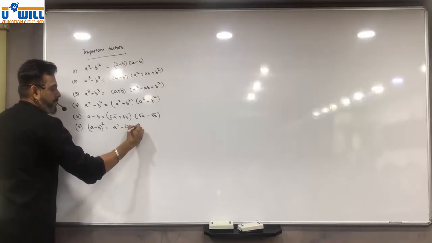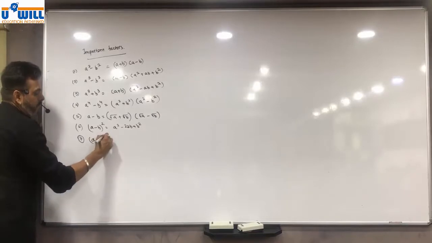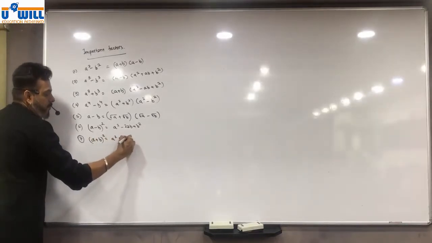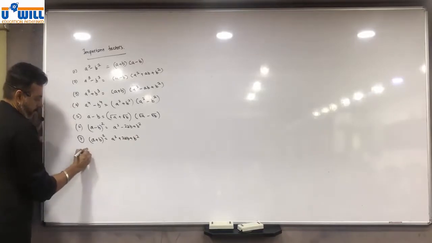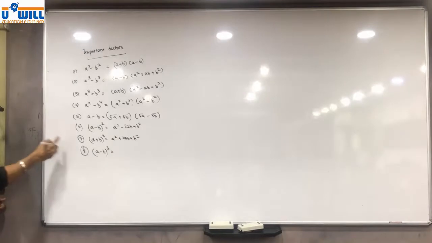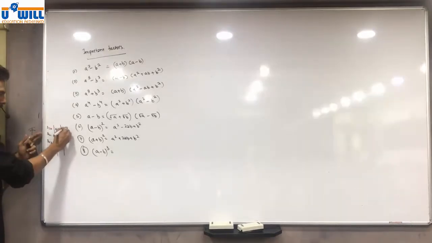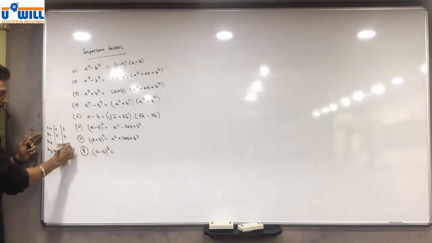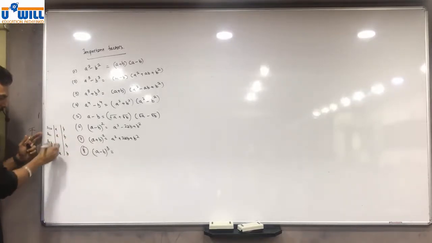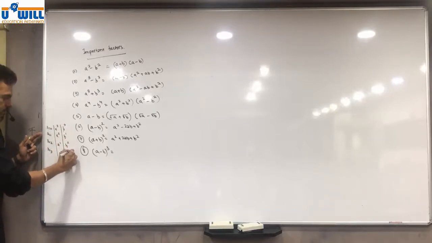minus 2ab plus b square. Very good. A plus b the whole square is equal to a square plus 2ab plus b square. 8. A minus b the whole cube. Binomial method use कर लेते 3c0, 3c1, 3c2 and 3c3. A and then b, a b, a b, a b. Now 0 1 2 3, 3 2 1 0, 0 1 2 3.